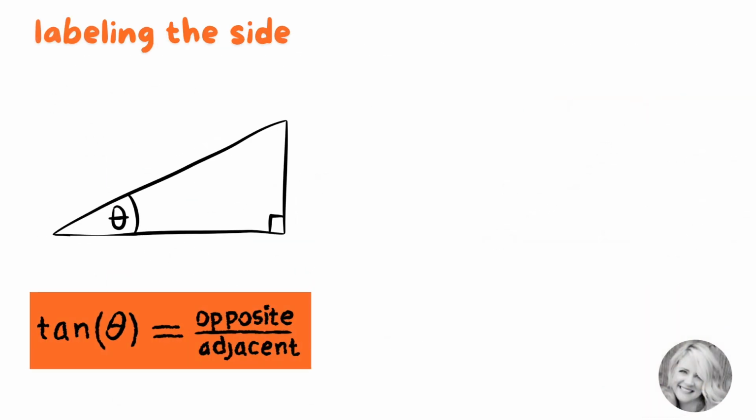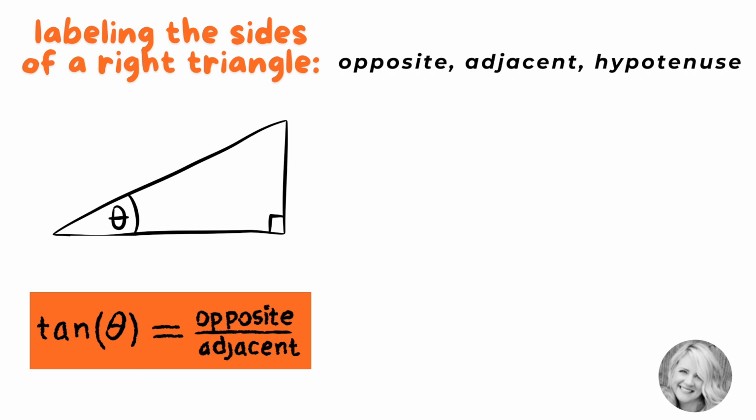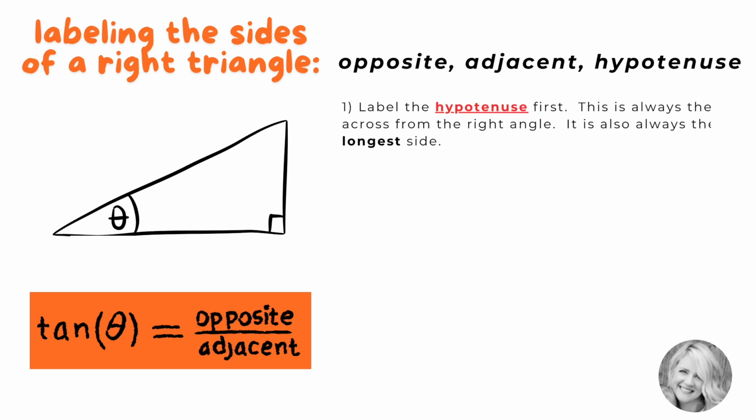Steps to labeling the sides of a right triangle. We're going to label the sides either opposite, adjacent, or hypotenuse. First step, you label your hypotenuse. You always label your hypotenuse first. This is always the side that is across from the right angle. It is also always the longest side. So find your right angle and directly across from it, shoot an arrow, hit it. That's your hypotenuse, your longest side.